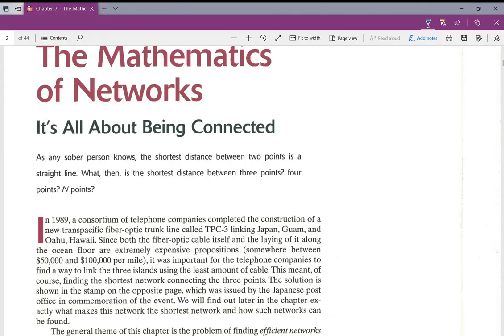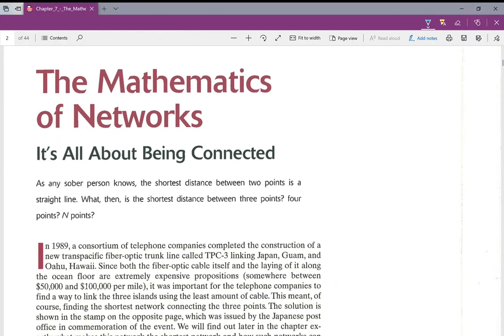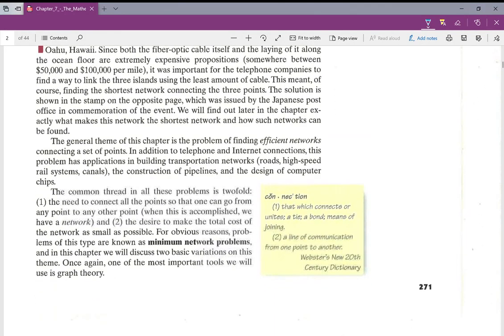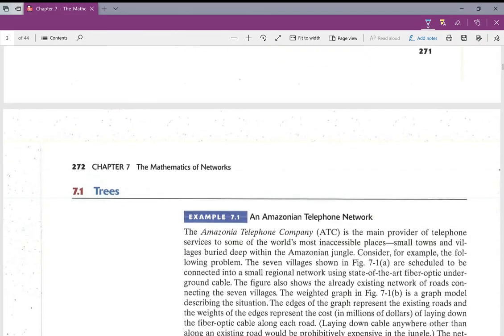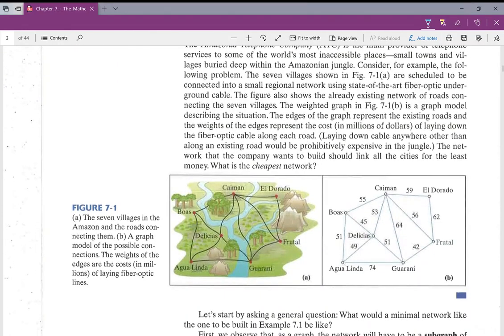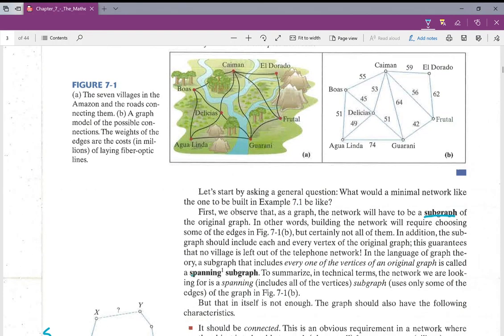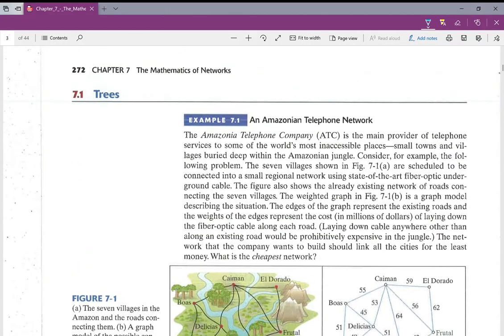Okay, so we're looking at Chapter 7. This is the Mathematics of Networks, and Chapter 7 is concerned with solving minimum network problems. Some of the vocabulary that we will focus on in this chapter include subgraph and spanning subgraph. So let's take a moment to work on those two vocabulary words.